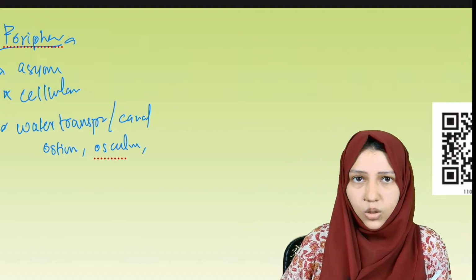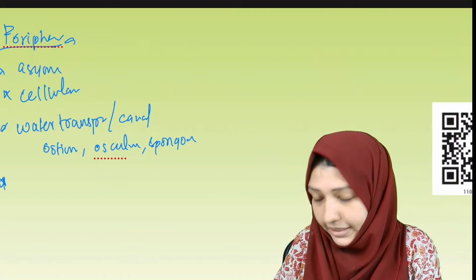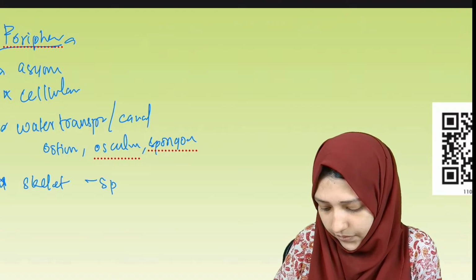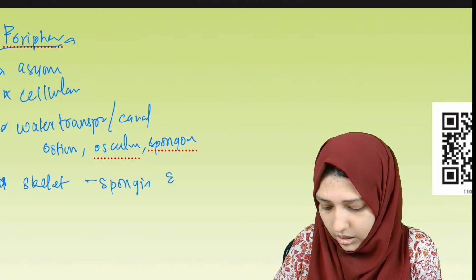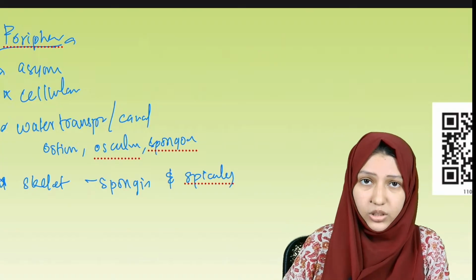and one more thing, what was that? Spongocoel. Okay, spongocoel. And what was the skeleton composed of? The skeleton was composed of spongin and spicules. Clear? Okay, now just see the examples.